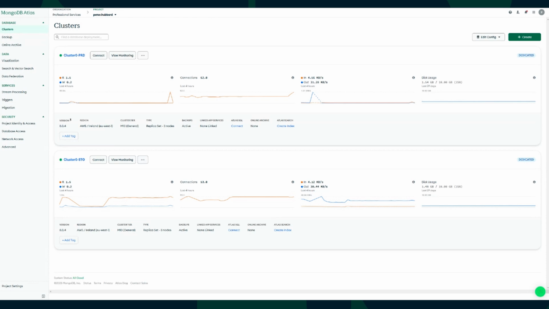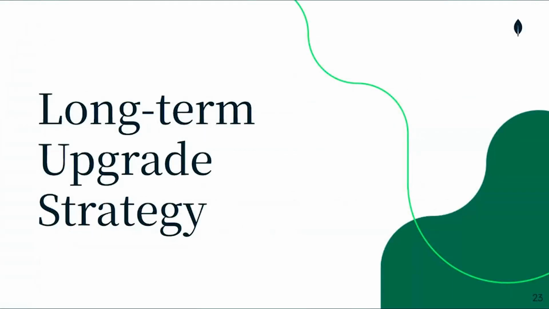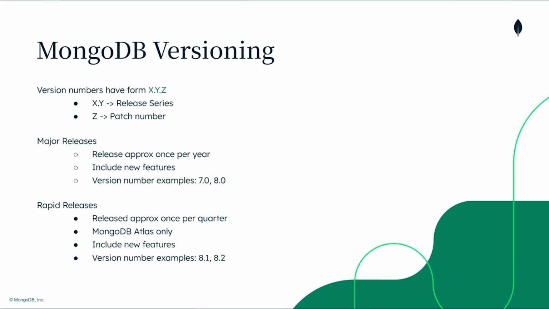So with my upgrade complete, let's have a look at the long-term upgrade strategy. Now, first we need to talk about MongoDB versioning. MongoDB version numbers have the form X.Y.Z, X and Y being the release series, and then Z being the patch number. Major releases are released approximately once per year. They include a large number of new features, and the version number examples for that would be 7.0 or 8.0.